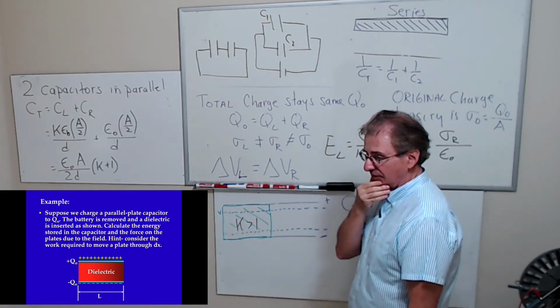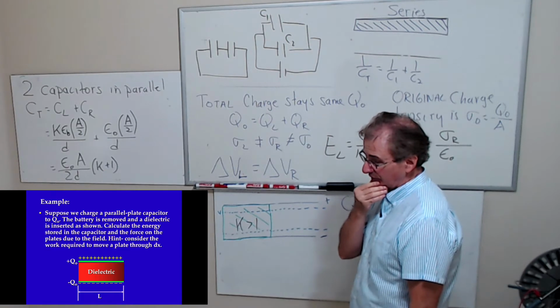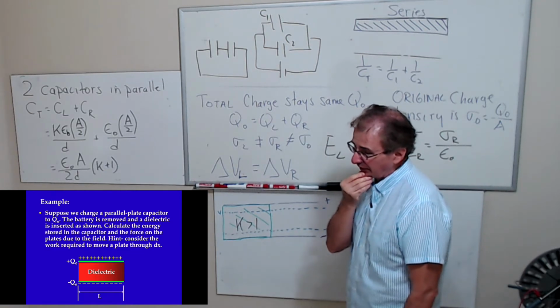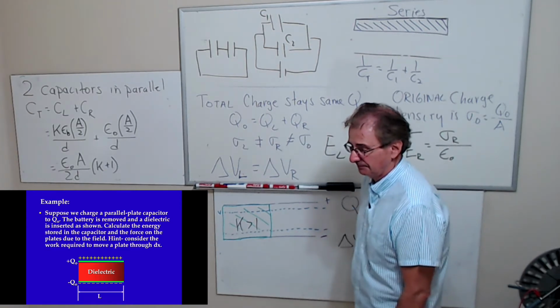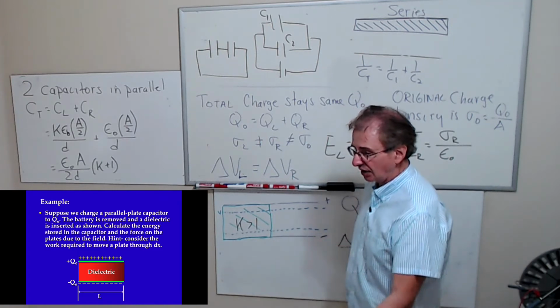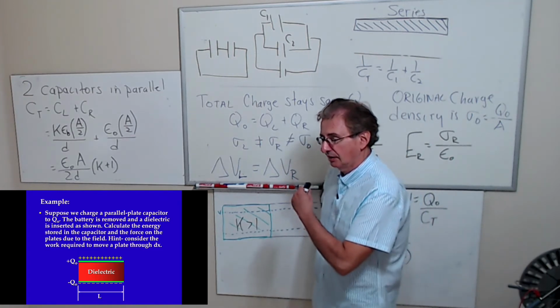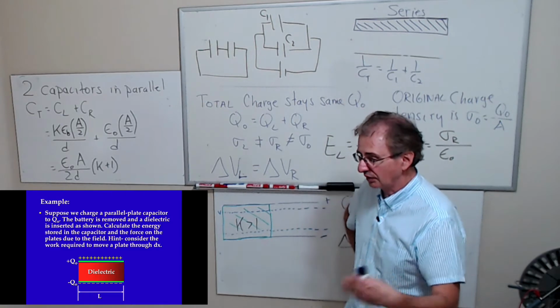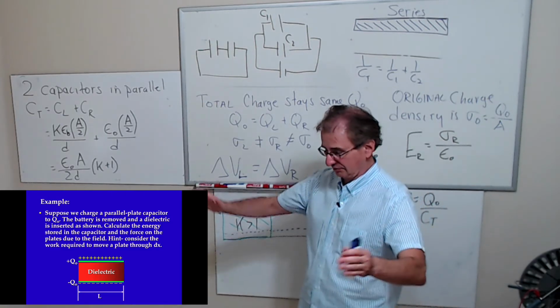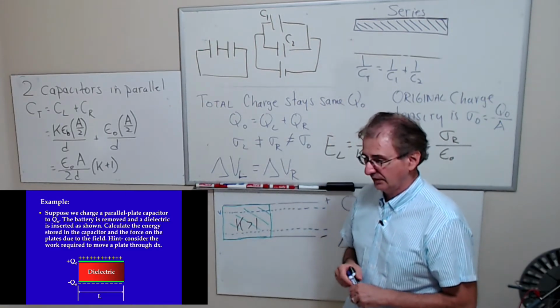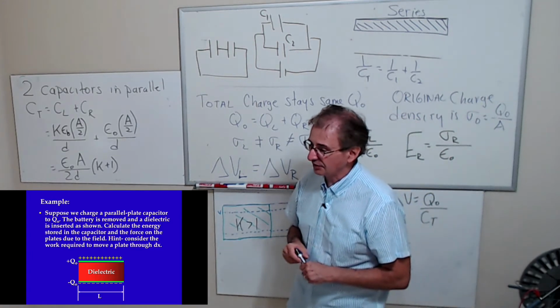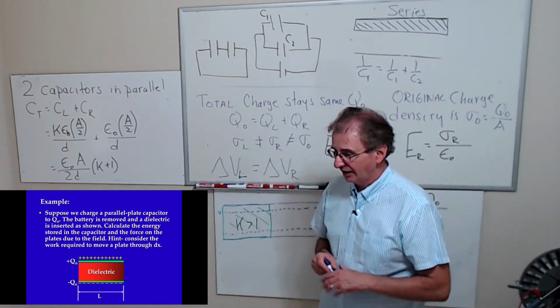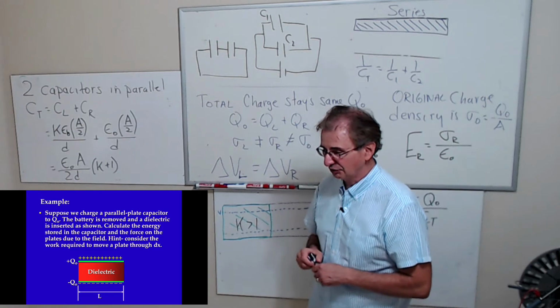I want to do one more example, and then really we're done with this chapter. Suppose we have a parallel plate capacitor. We charge it to Q0. The battery is removed, and then we insert a dielectric, so it takes up the whole volume. I want to calculate the energy stored in the capacitor and the force on the plates due to the field.